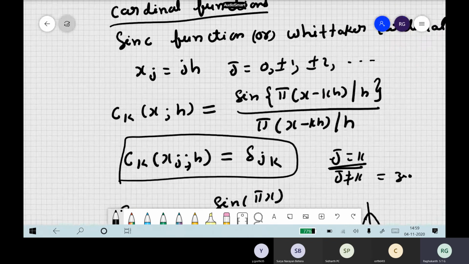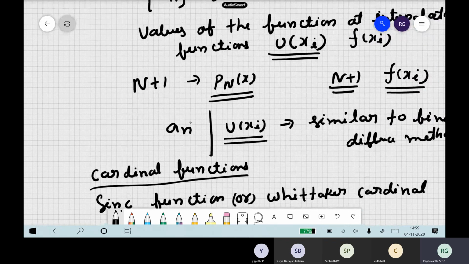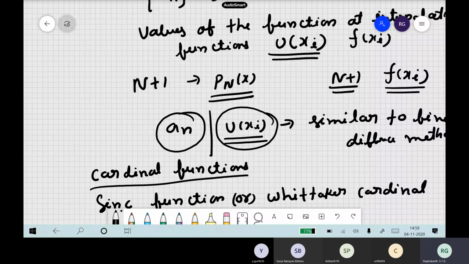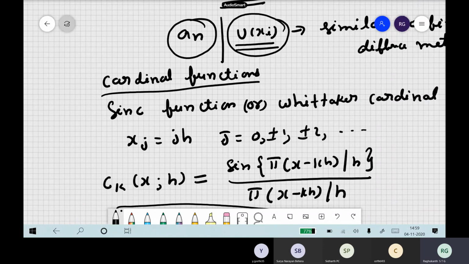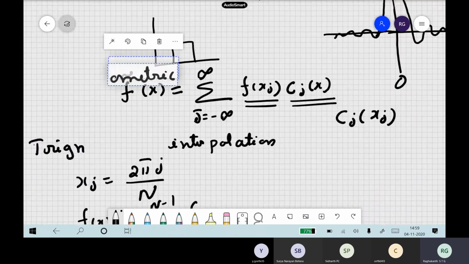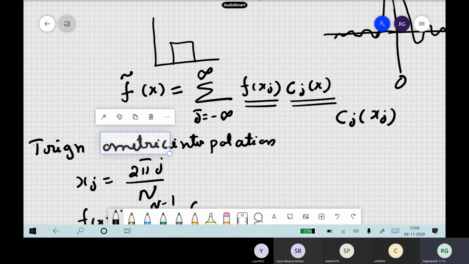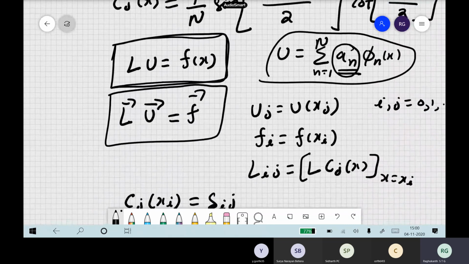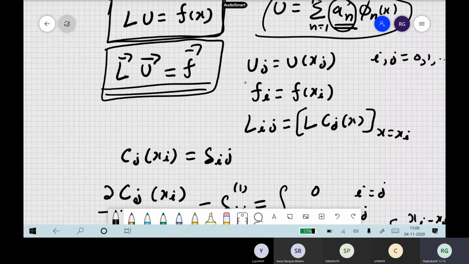Just now I told you why we are doing all these cardinal functions. As I already told you, one way is you find these coefficients. Another way is, instead of solving for coefficients directly, you solve for the function values itself at xi. That is possible only through these cardinal functions. So now you can see the equation has become Lu equal to F itself. So finally, when you solve this equation, you are directly solving for the Uj themselves, the displacement at those node points. That is the advantage of our cardinal functions.